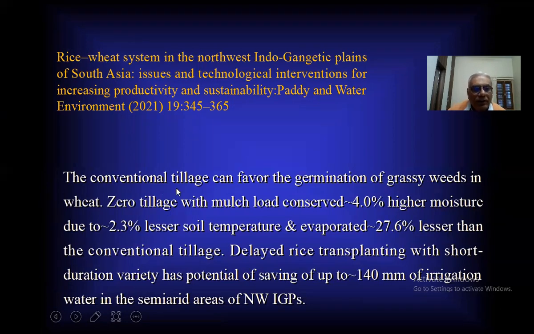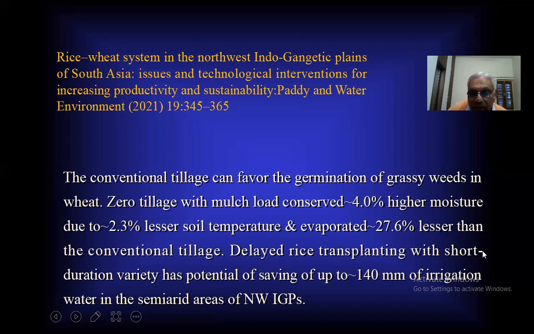The conventional tillage can favor the germination of grassy weeds in wheat. When you are continuously doing tillage operations, then there will be a favor of the grassy weeds in wheat crops. Zero tillage with mulch load conserves 4% higher moisture due to 2.3% lesser soil temperature. Evaporation is 27.6% lesser than the conventional tillage. So it is beneficial in zero tillage.